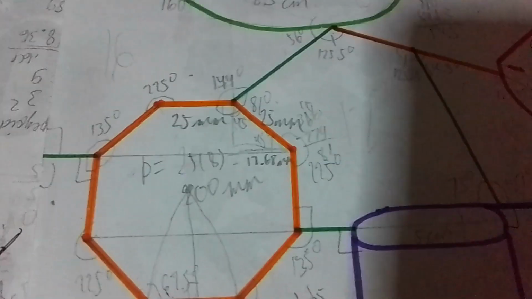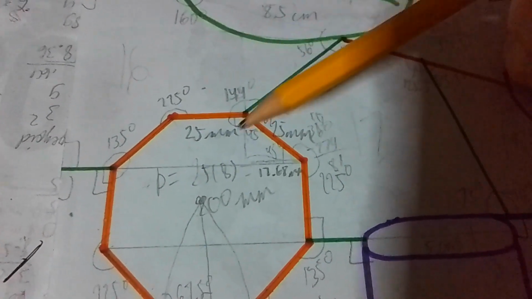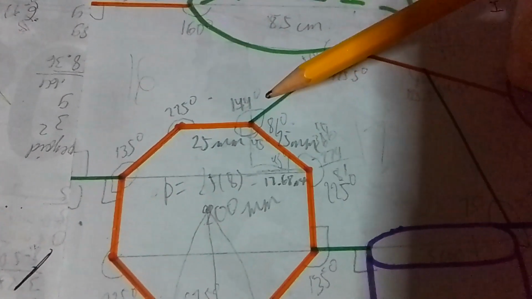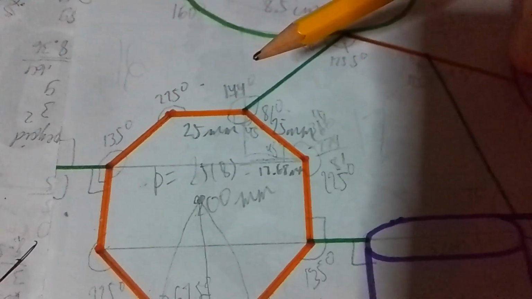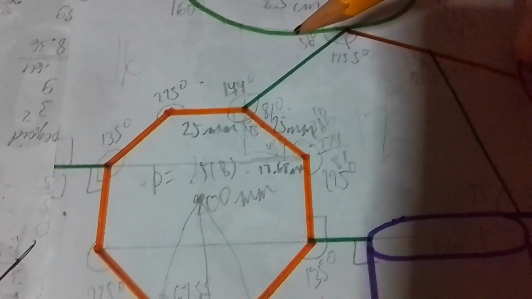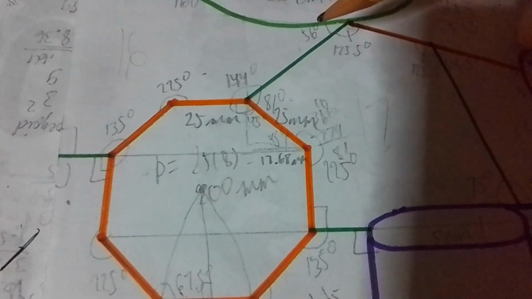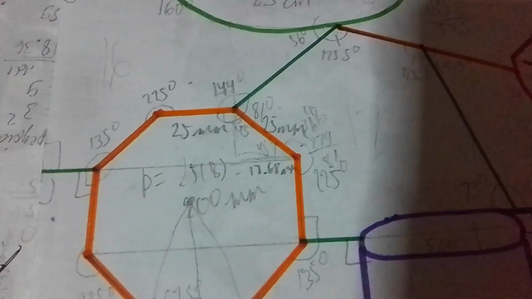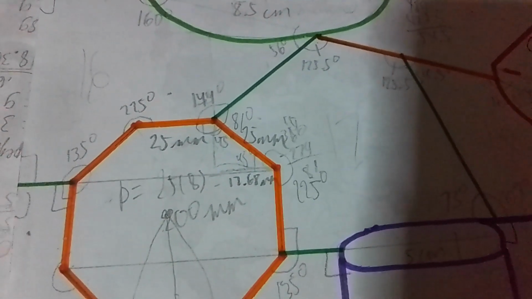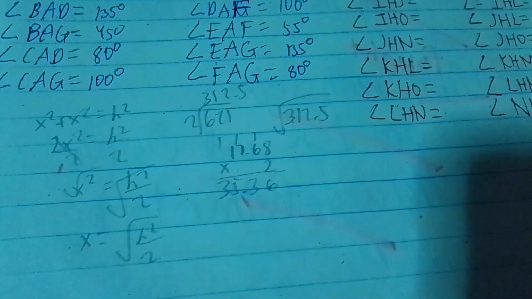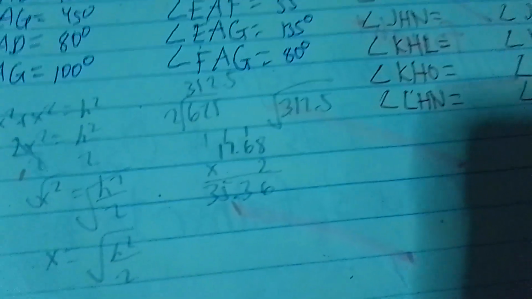So we know the formula: the long base plus the short base times the height, over 2. We know that this base is 25 millimeters. But for the long base, you need to add 17.68 twice. So 17.68 times 2, which gives you 35.36. So we should get that answer of 35.36.